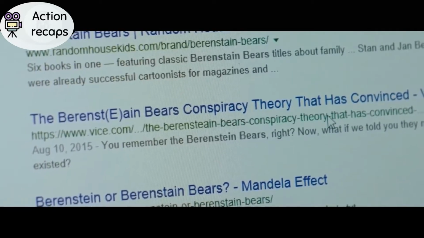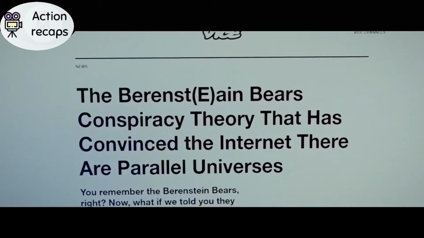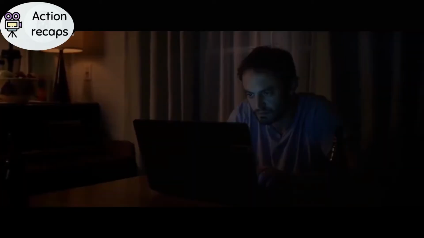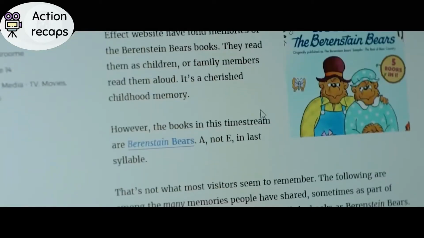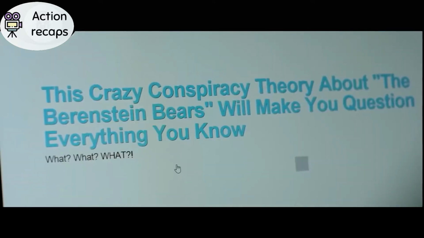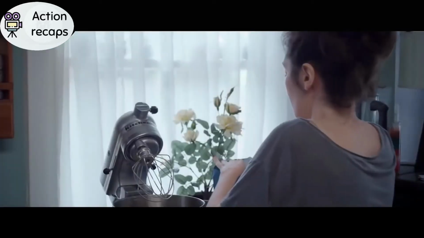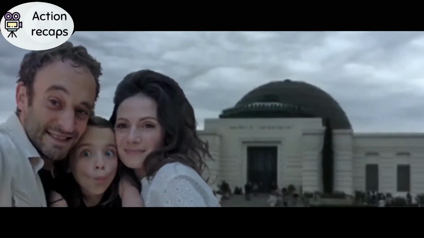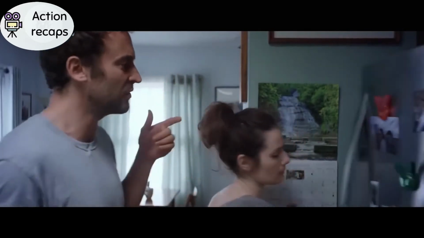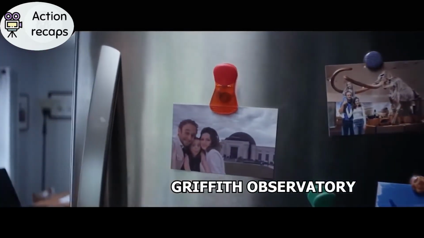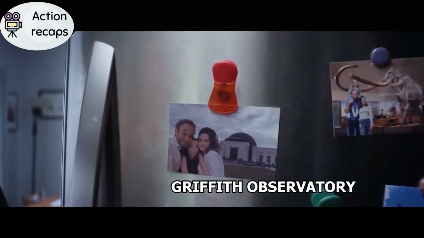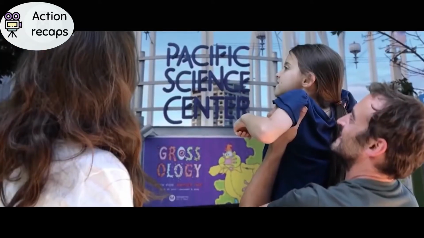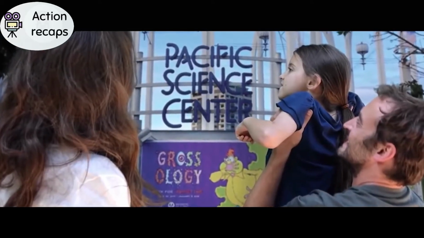Brendan continues to look for information about it until he finally finds a theory that explains the incident, namely the Mandela Effect theory. The next day, Brendan is confused by the photo of his family on the refrigerator. He asks his wife where the photo was taken, and Claire replies that it was taken in front of the Griffith Observatory, but Brendan is very sure that they didn't take photos in that place. Instead, they took pictures at the Pacific Science Center in Seattle. His wife doesn't respond and tells him to leave because she is busy cooking.